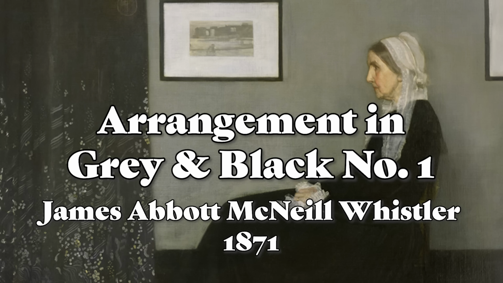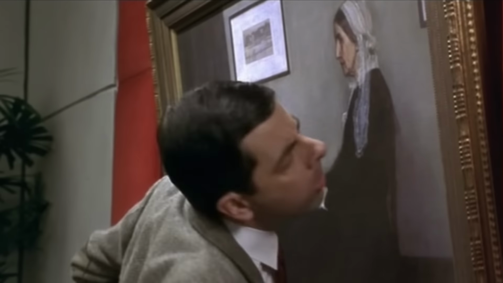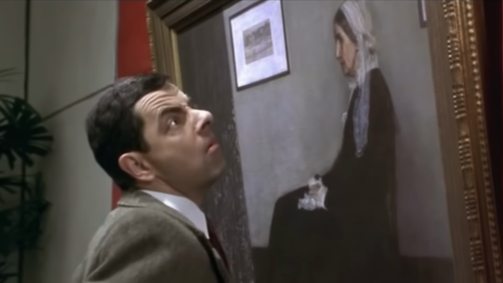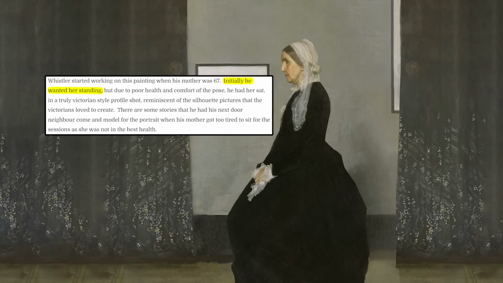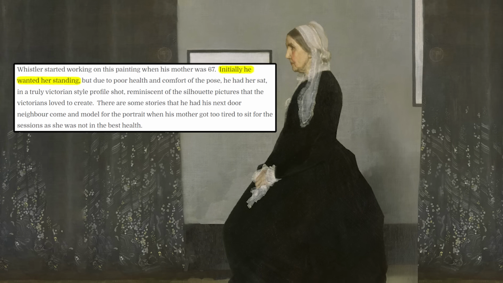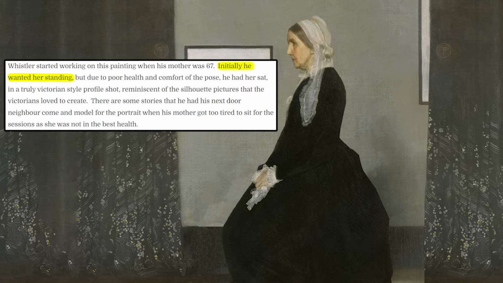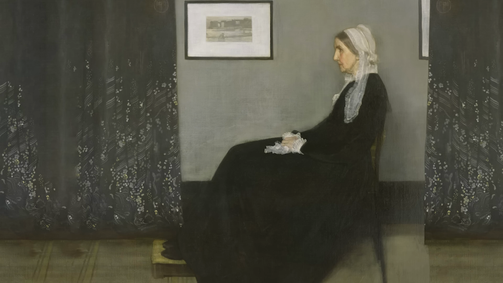Arrangement in Black and Grey #1. Also known as Whistler's Mother, most famous for its appearance in the Mr. Bean movie. Now, when Whistler's mother originally agreed to be painted, she agreed to be painted standing up, but she had to pose for so long that eventually she got quite tired and had to sit down. Here you go. And that became the famous pose.